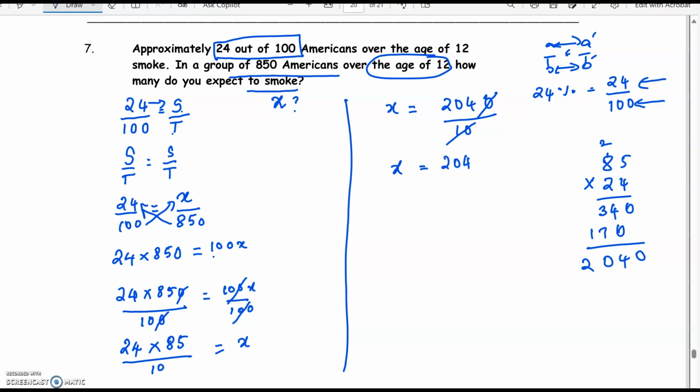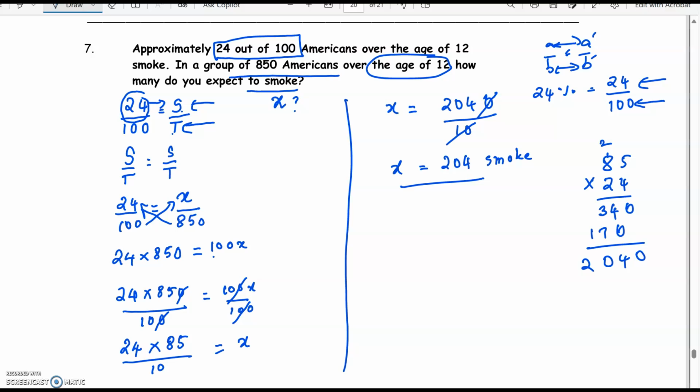So what does this really mean? If there's a group of 850 Americans, you can expect 204 out of the 850 to smoke. At the end, think in a sentence. If there are a total of 850 Americans, we can expect 204 to smoke. And think about what we're comparing to, 24 out of 100 smoke. So it kind of makes sense. Think of the number.